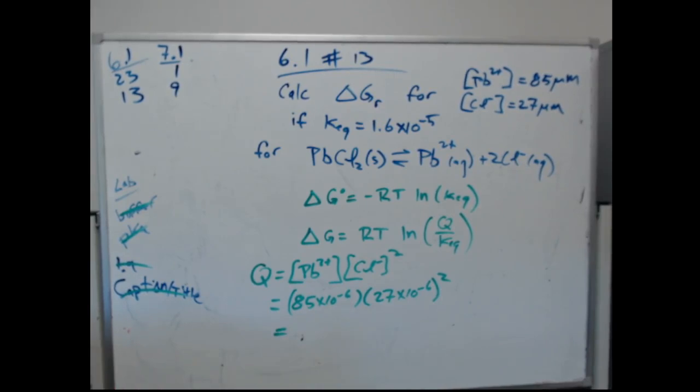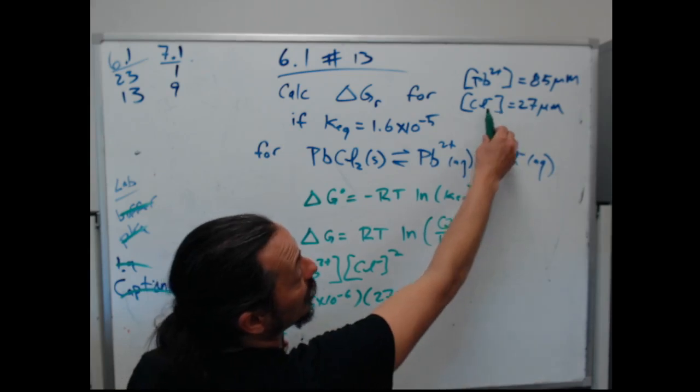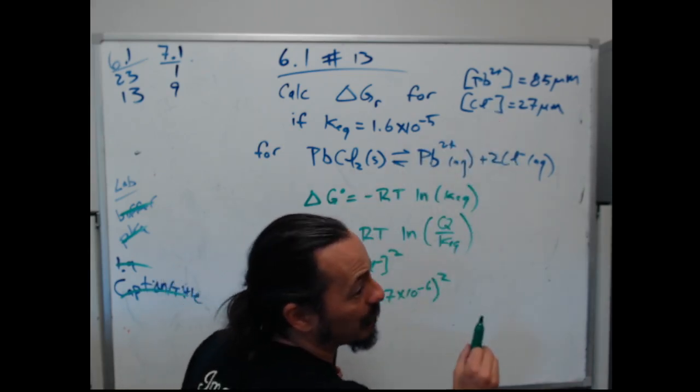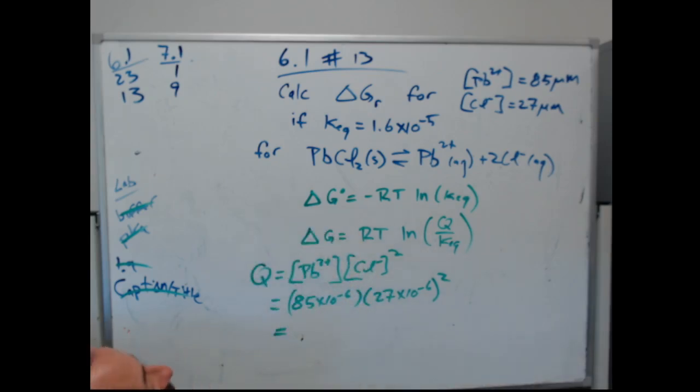Oh, let's do the 27. 27 times 10 to the minus 6 squared times 85 times 10 to the minus 6. Oh, do you not need to do 2 times 27 times 10 to the minus 6? No. Right, because it's giving me the chloride concentration without any change step. Is that what it was? That's why I kept getting that.